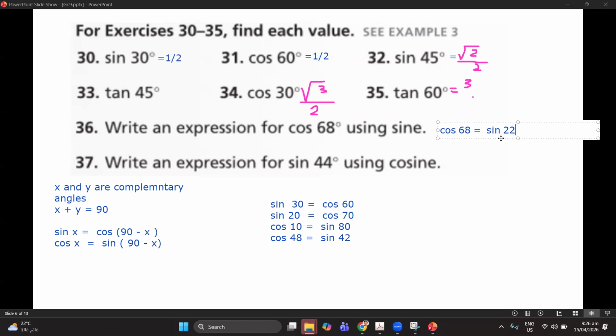What about sine of 44? It's equal to cosine of 46. Is it clear? 46, not 56, sorry.